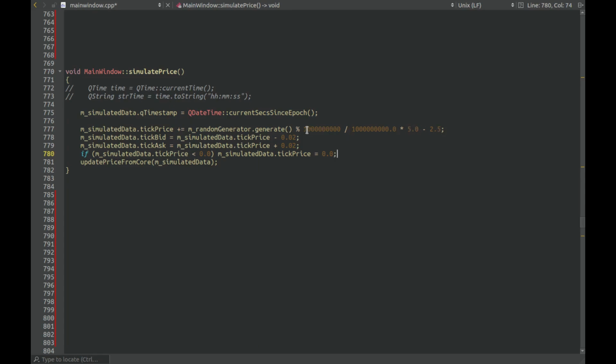Now this is a bit of a magic formula, but it'll basically create a large number in the neighborhood of about 100. My tick price will fluctuate between 2 cents, and if the tick price is less than 0, then I just want to set the tick price to 0 so it doesn't crash. Then I'll update my price, and I should get something that moves up and down. Let me test it out.